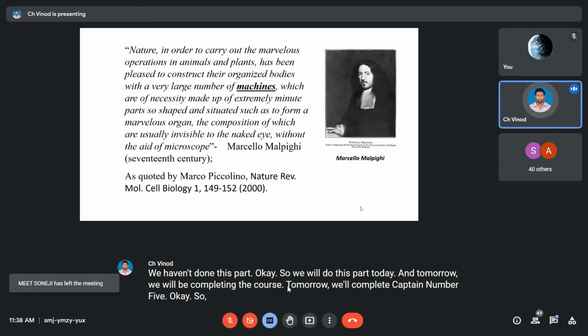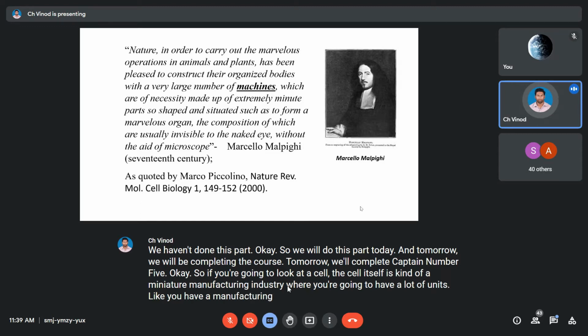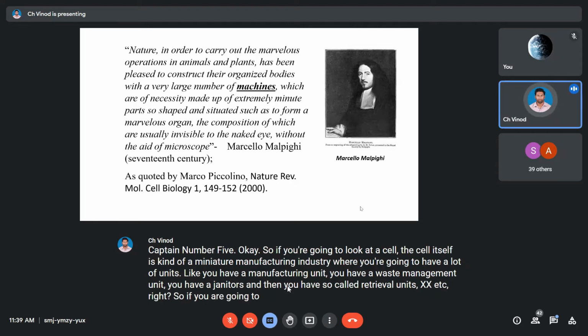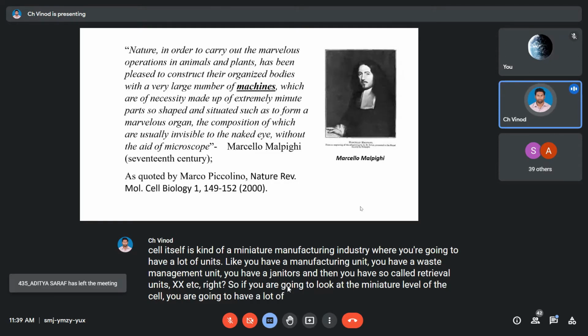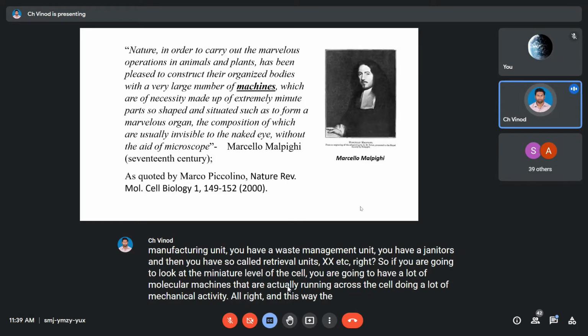So if you're going to look at a cell, the cell itself is kind of a miniature manufacturing industry where you're going to have a lot of units. Like you have a manufacturing unit, you have a waste management unit, you have janitors, and then you have so-called retrieval units, etc., etc. Right? So if you're going to look at the miniature level of the cell, you are going to have a lot of molecular machines that are actually running across the cell, doing a lot of mechanical activity. All right?